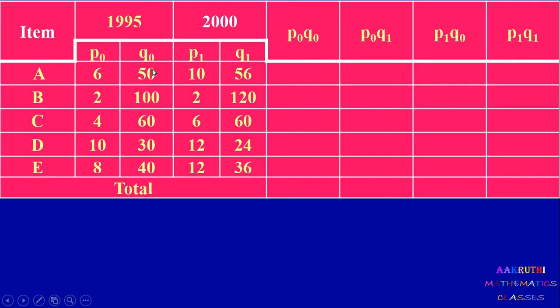That is, P0 into Q0 is 6 into 50, which is 300. Then 2 into 100 is 200. Then 4 into 60 is 240. Then it is 10 into 30.